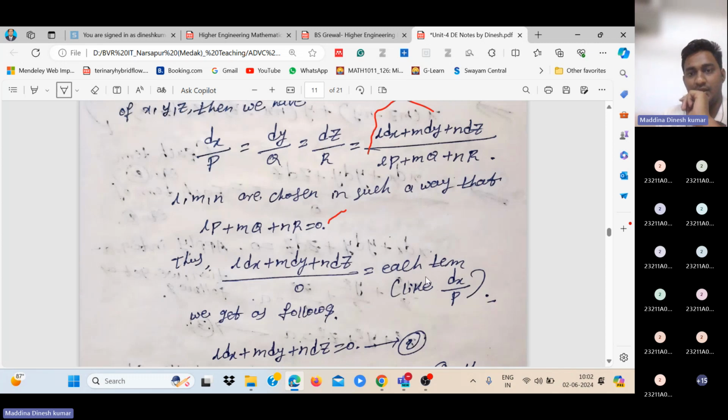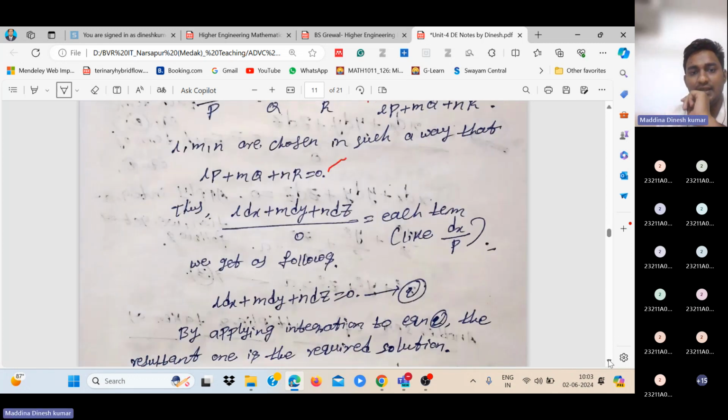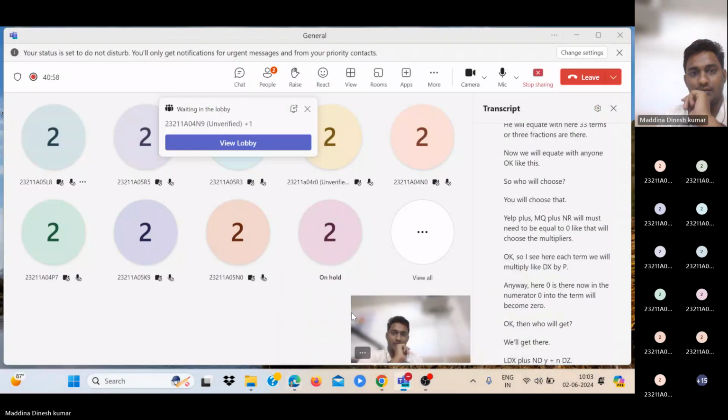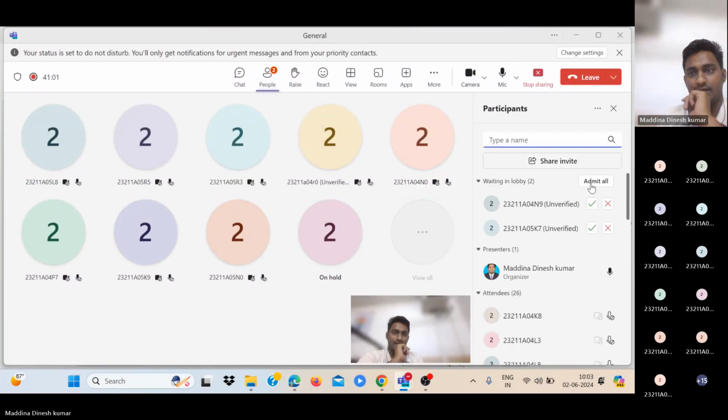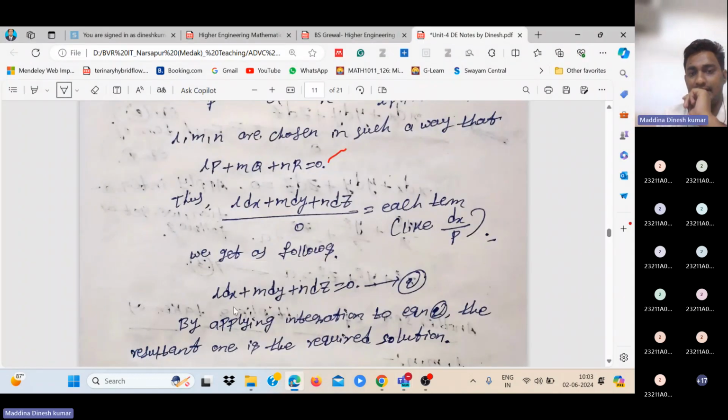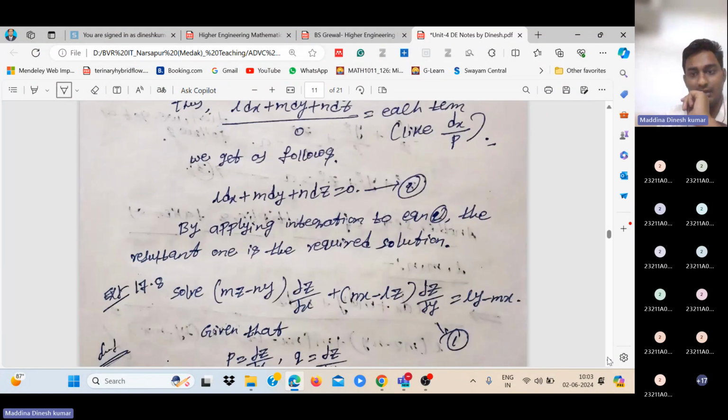See here, each term we will multiply, like dx by P. Here 0 is there now in the numerator, and 0 into that term will become 0. Then we will get L dx plus M dy plus N dz equal to 0. Then we will apply the integration and we will get the solution. I will solve one problem so you will get clarity.